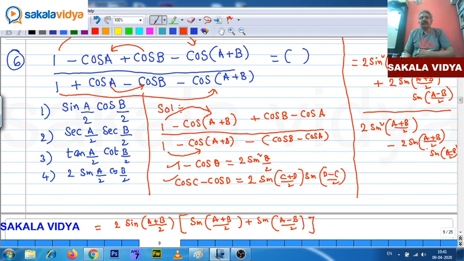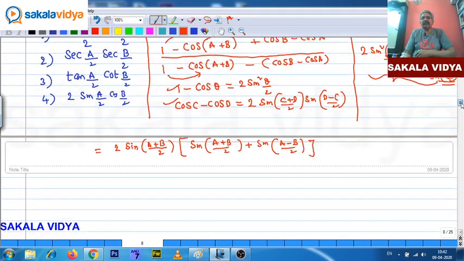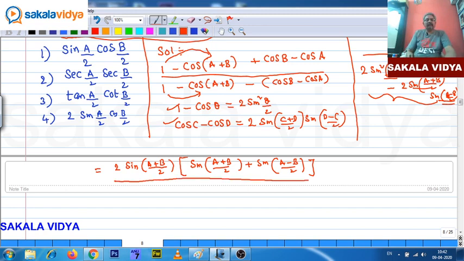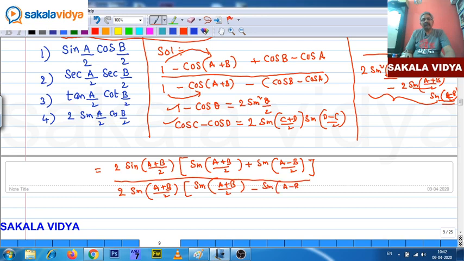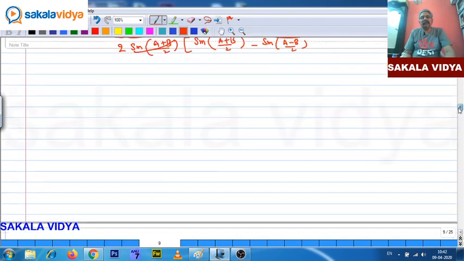Okay. So, next, in the denominator if you take sin of A plus B by 2 common, we get only a minus change here. So, in the next step we get 2 sin of A plus B by 2 common, into we have sin of A plus B by 2 minus sin of A minus B by 2. Here what happens now? These two get cancelled. So now this can be simplified like this.